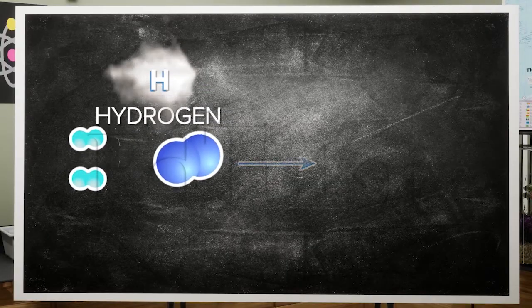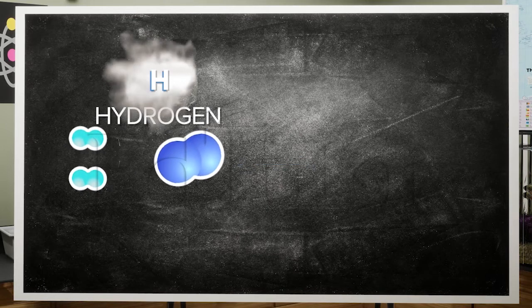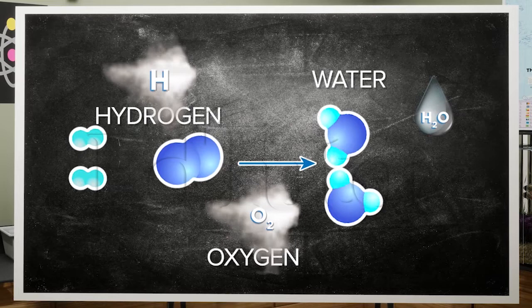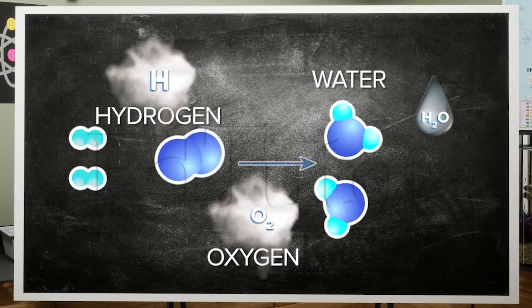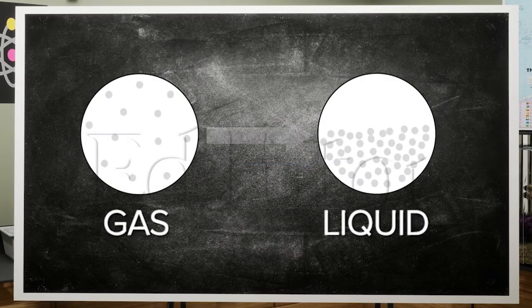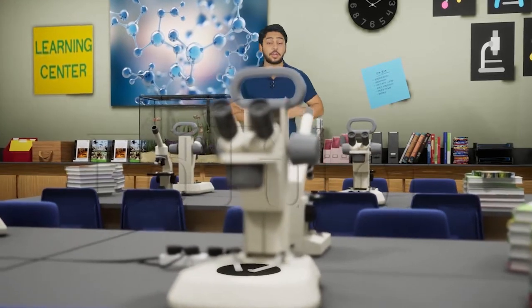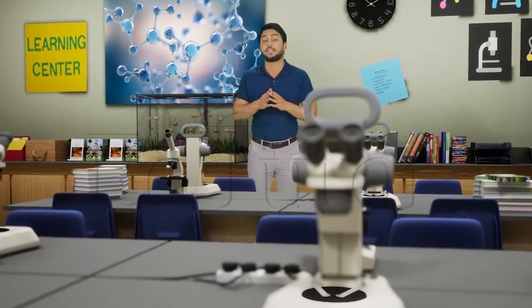For example, hydrogen exists as gas and so does oxygen. But when these two combine, they make water, which is a liquid. So, a change in property takes place. Isn't it interesting? Another remarkable thing about compounds, they cannot be broken into their constituent elements by standard physical means.